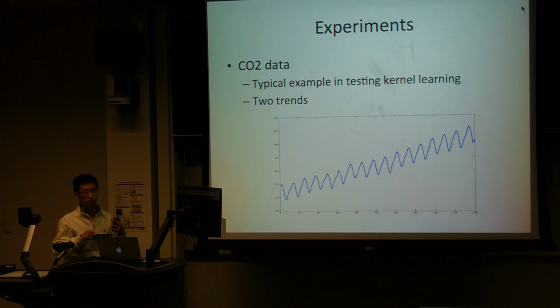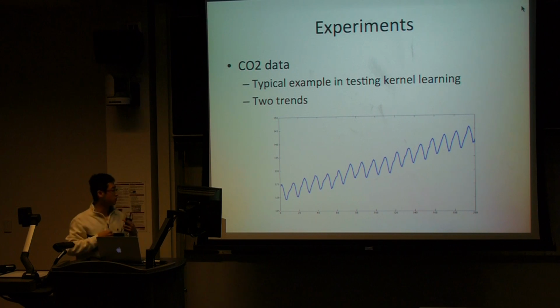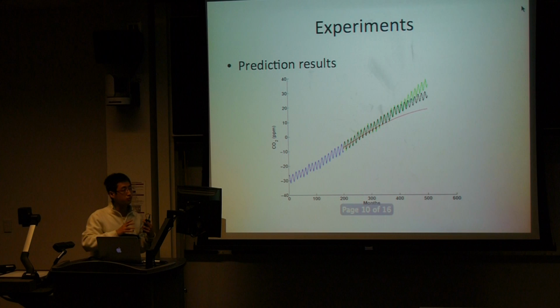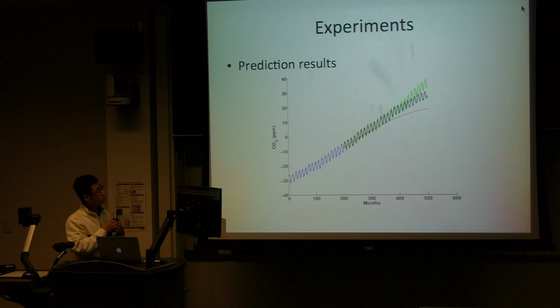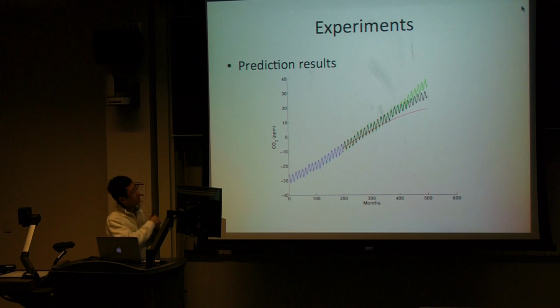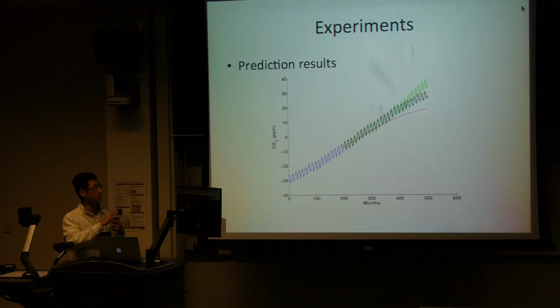So we want to use the kernel to recover these two patterns. A traditional RBF kernel can only recover one pattern, which is the long-term growing trend. It cannot recover the periodic change. But our method can recover both. Here, the blue line is the training part. The green line is the real test data. The black one is the prediction with our method, and the red one is the RBF kernel. Although there is some error at the end, our method basically recovers both patterns, the long-term growing trend and the periodical change.